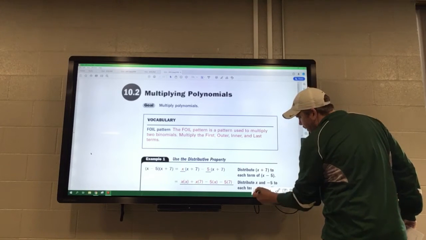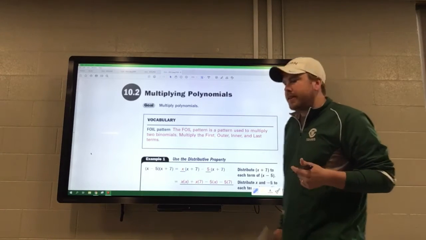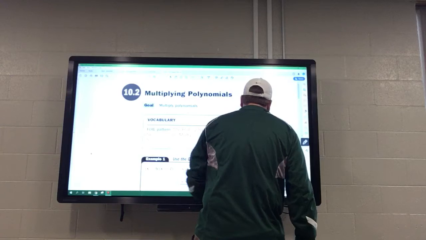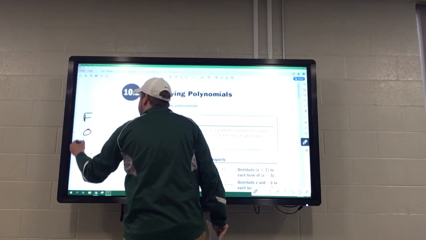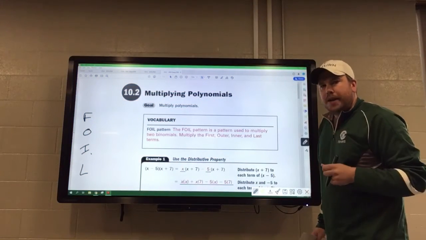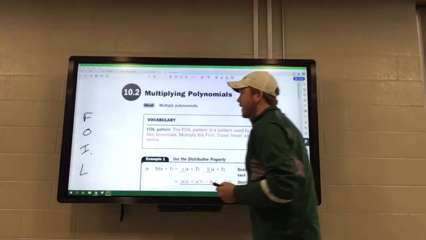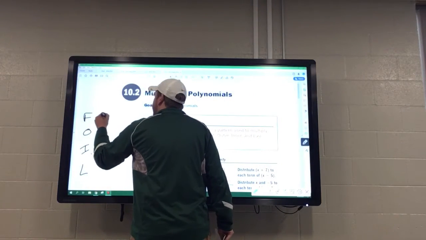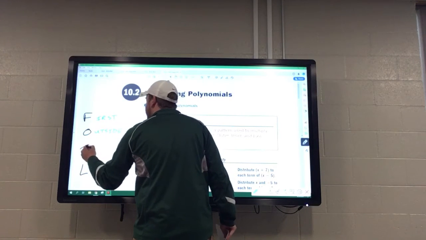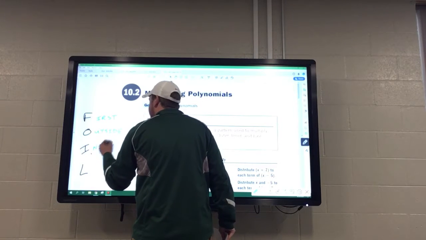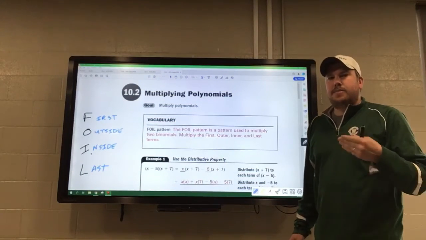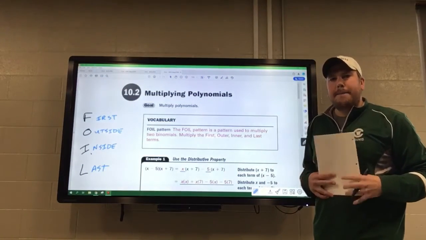Now, we're going to use the distributive property to multiply these polynomials together, but a very special form of that is called the FOIL method. We use the FOIL method when we multiply two binomials together. FOIL stands for first, outside, inside, last. It's a special pattern that we can use when multiplying two binomials together.